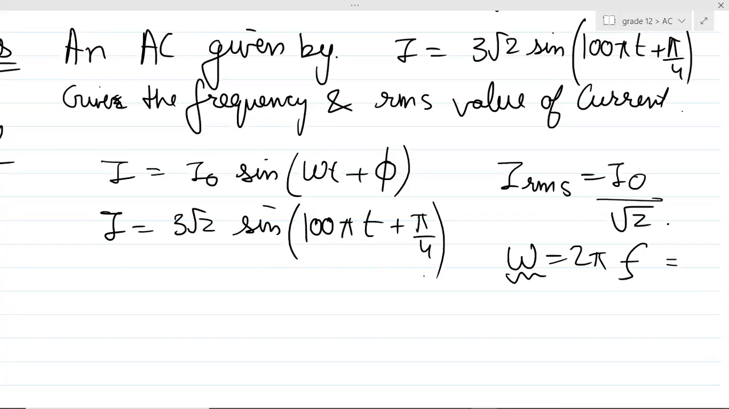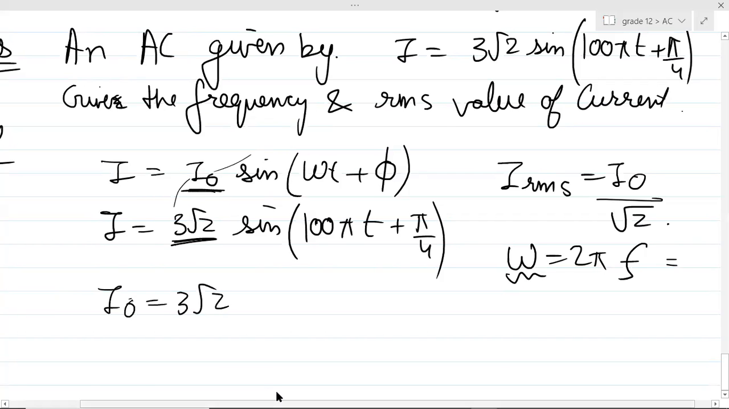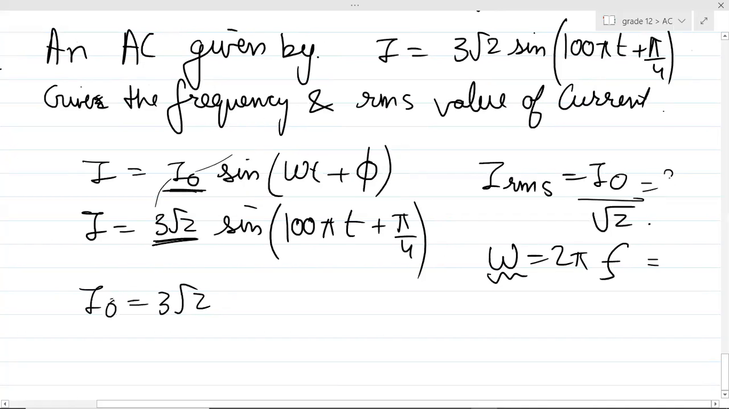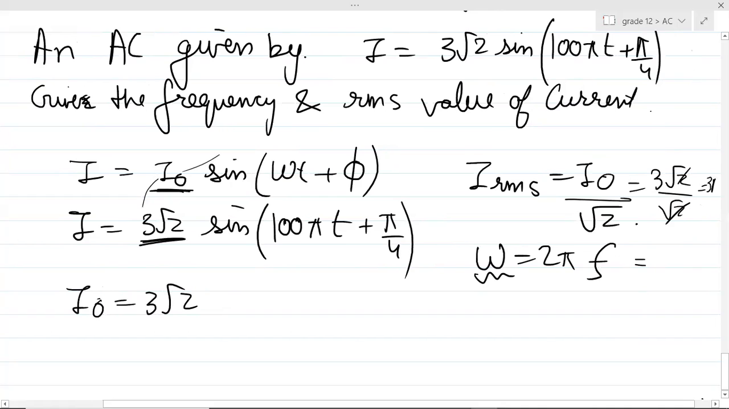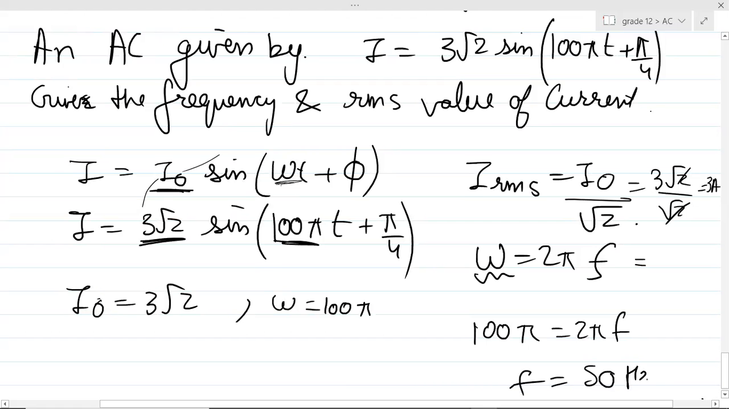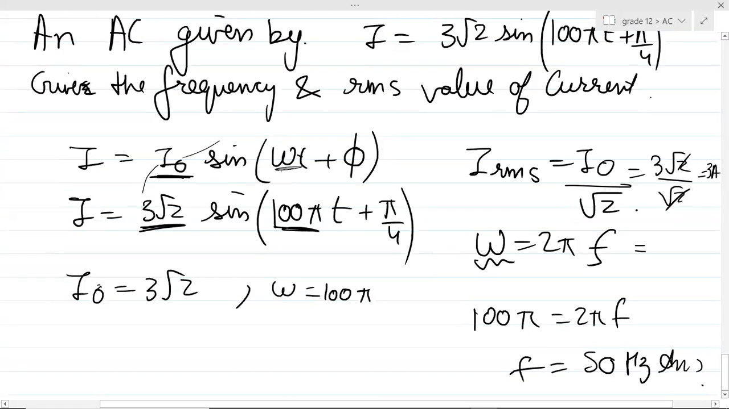From comparing, can you see I naught is equal to 3 root 2? And from here, I RMS is 3 root 2 divided by root 2, so the answer will be 3 amperes. Similarly, omega is 100 pi. So 100 pi equals 2 pi f. From here, f is equal to 50 hertz. Easy question to begin with.